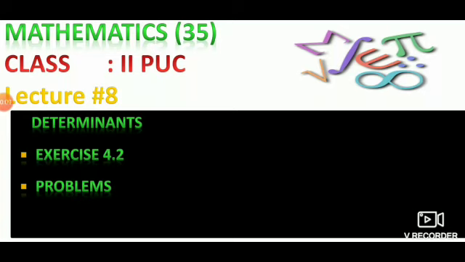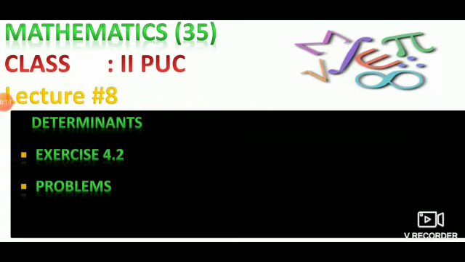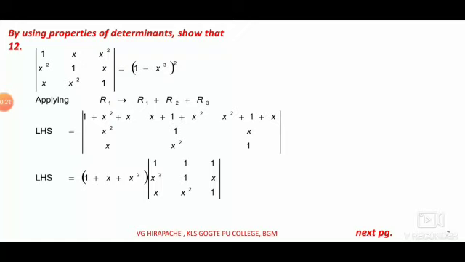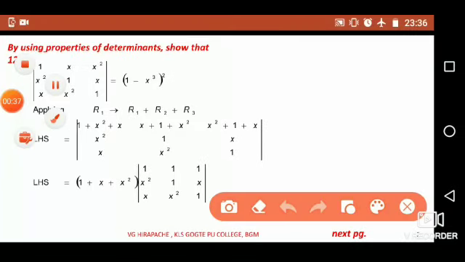Today let me solve a few more examples on the topic determinants from exercise 4.2. Let me begin with the first question. By using the properties of determinants, let me show that the determinant with first row 1, x, x square, second row x square, 1, x, third row x, x square, 1 is equal to (1 minus x cube) the whole square. Before I prove this, let you know the factors of a cube minus b cube.